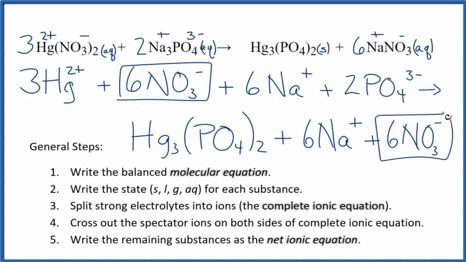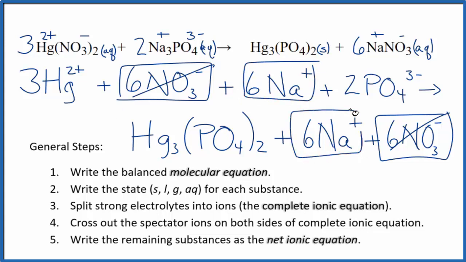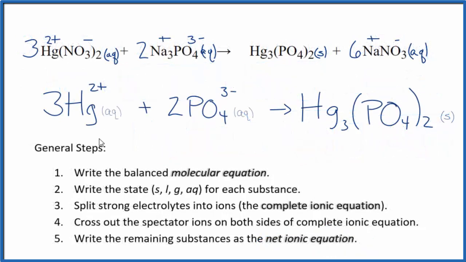These are spectator ions. We'll cross these out. I can see I have 6 sodium ions here in the reactants and here in the products. So those are spectator ions, and we can cross those out. But what's left, that's the net ionic equation for Hg(NO3)2 plus Na3PO4. I'll clean it up, write the states. We'll have our net ionic equation. So this is the balanced net ionic equation for mercury(II) nitrate plus sodium phosphate.